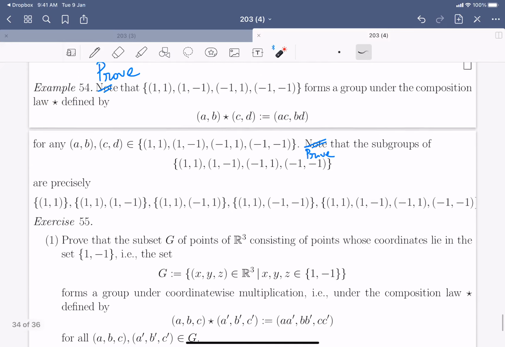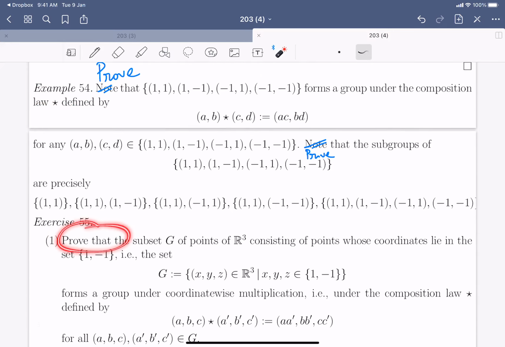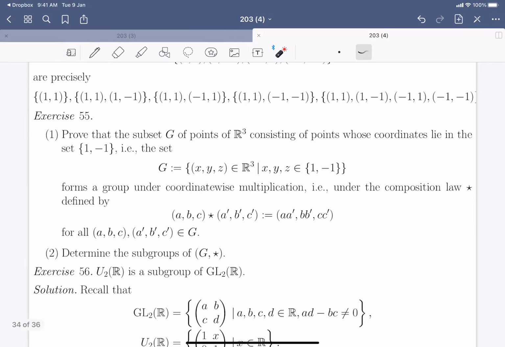Then there is an interesting exercise, similar in spirit to the previous one, example 54. Now it doesn't say "note that", it rather says that you have to prove. So this is no more an example, this is an exercise right now. I can also turn this into an exercise maybe. Here one has to show that if you collect the points of R3 whose coordinates lie inside the set 1, minus 1, then that set forms a group under the composition law, which is coordinate-wise multiplication. That is, if you take 2 points from G, then you multiply them coordinate-wise.